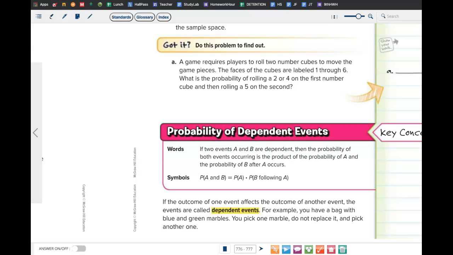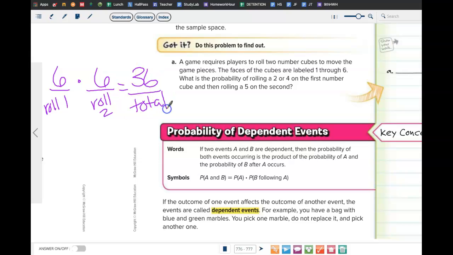Okay, so a game requires players to roll number cubes to move the game pieces. The faces of the cubes are labeled 1 through 6. What is the probability of rolling a 2 or 4 on the first number cube, and then rolling a 5 on the second? I'm going to figure out my total first. On roll 1, I have 6 options, 1 through 6. On roll 2, I still have 6 options. Therefore, I have 36 total options.